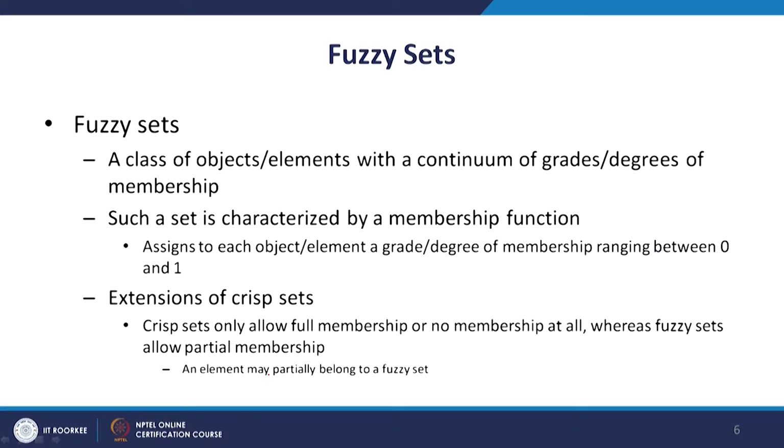So, a crisp set is the regular set, the way we understand them, where a particular element is going to fully, completely belong to the set or is not going to belong to the set. That is what we refer to by crisp set. So, crisp sets only allow full membership or no membership at all. That is the kind of sets that we have been using till now. Whereas, fuzzy sets also allow partial membership, as we have discussed till now. Therefore, an element may partially belong to a fuzzy set.